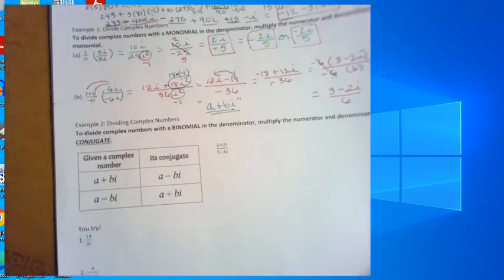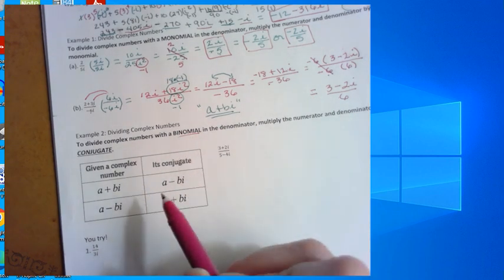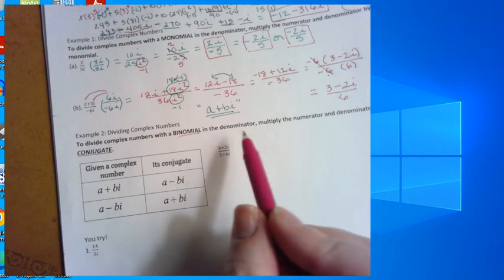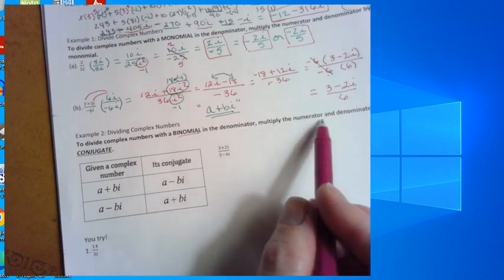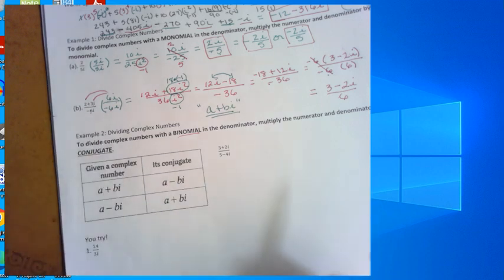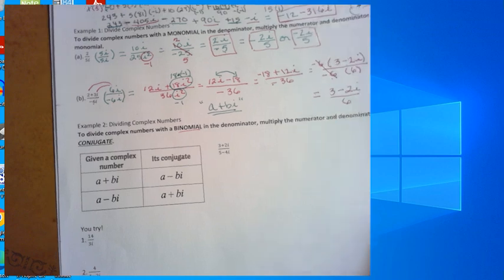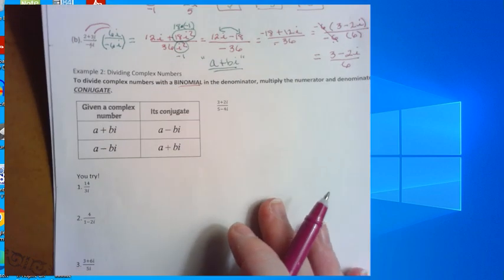All right, to divide complex numbers with a binomial in the denominator, okay, that means there's an addition or subtraction on the bottom. Multiply the numerator and denominator by the conjugate. So, okay, what's this new word conjugate in math? I've heard it in Spanish or maybe French, but why do I have one in math?